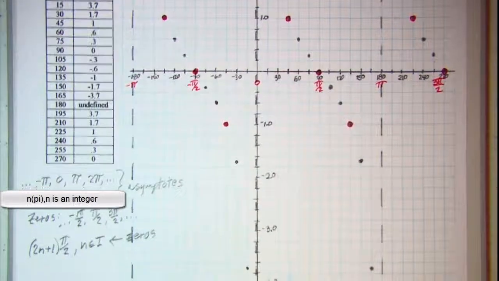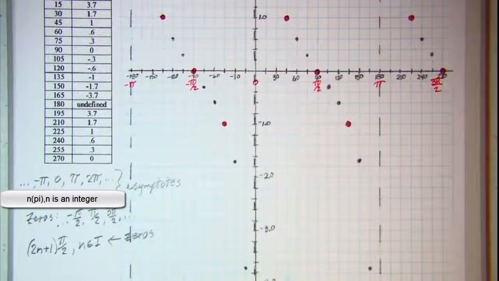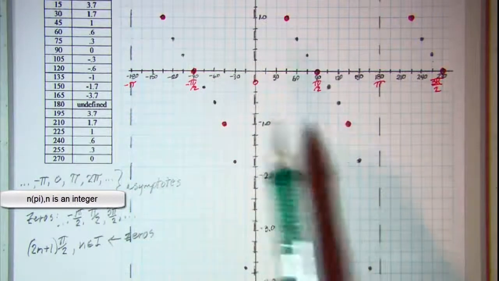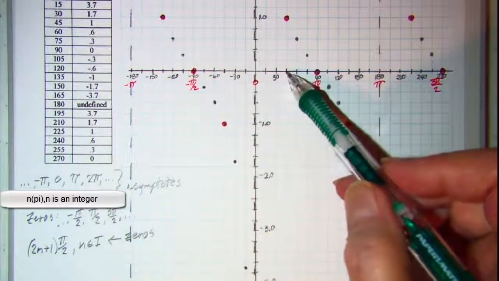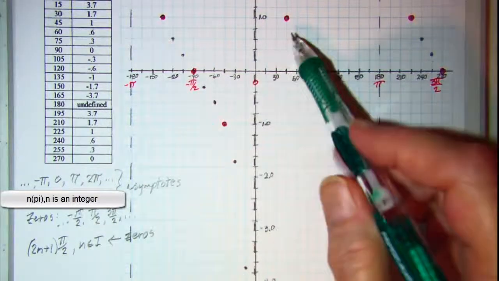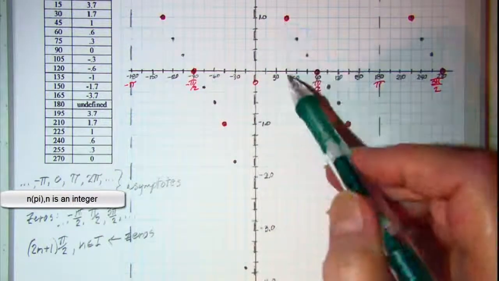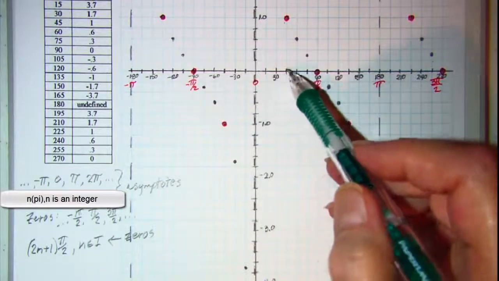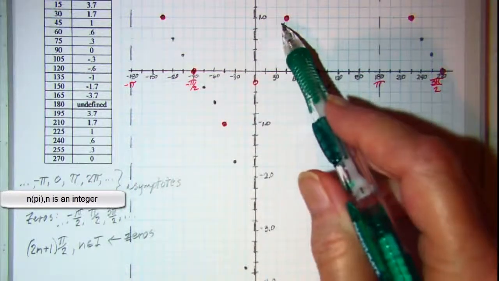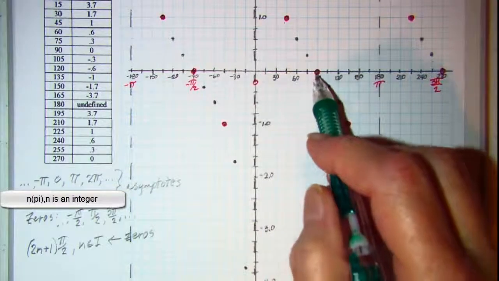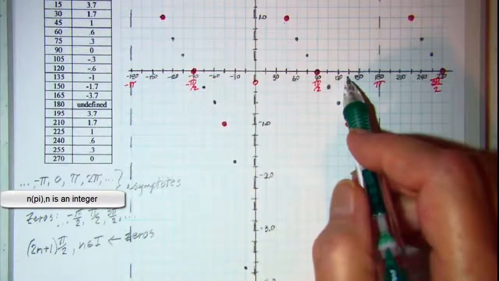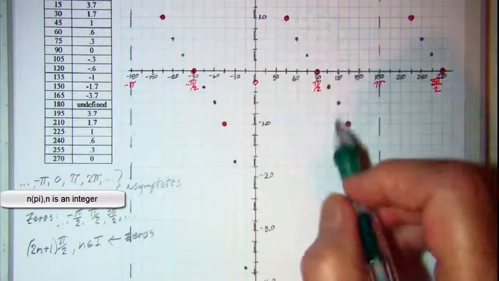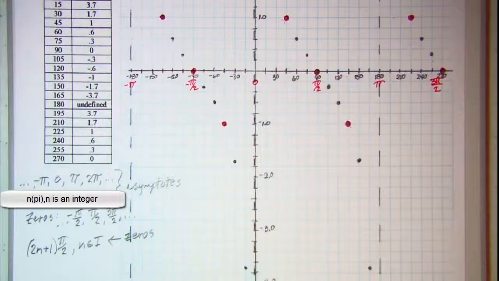Also, if we were looking at accuracy on the graph, notice at 45 degrees, my cotangent is 1. So 45 degrees away from the 0 on either side, you'll have a positive 1 or a negative 1. Those values will help you with the accuracy of your graph.